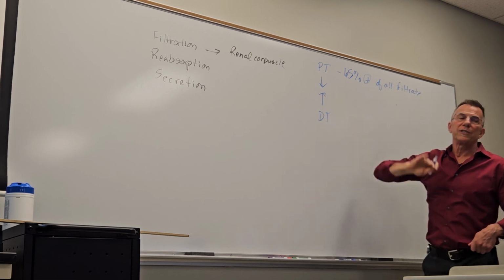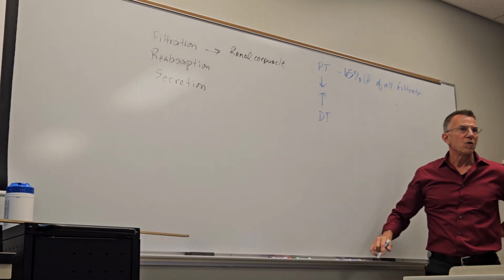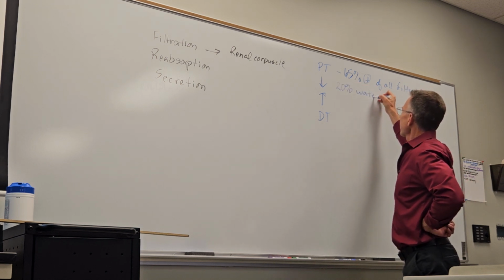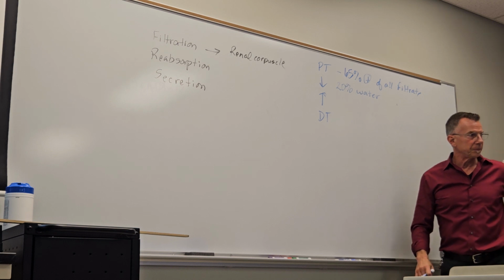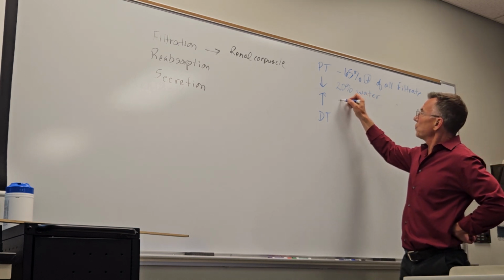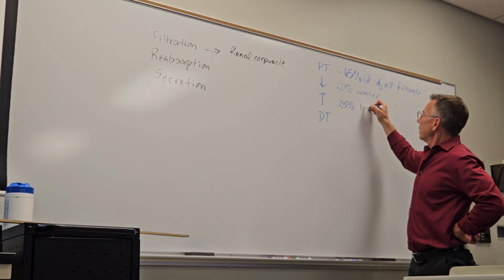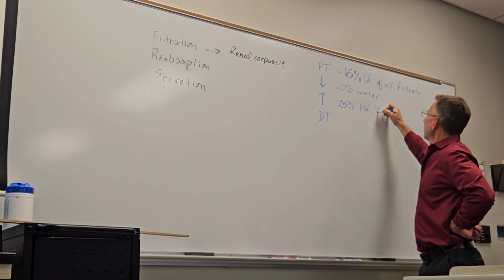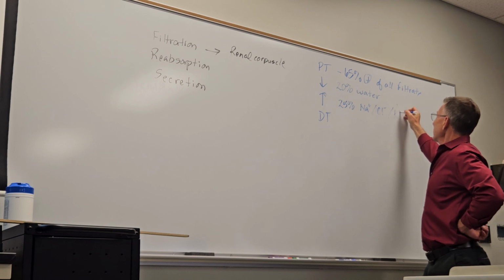What happens in your descending nephron loop? Water. Reabsorption of water only. So that is 20% of the water. What happens in our ascending nephron loop? Salt, so 25% of our sodium and chloride. And I'm pretty sure that we have potassium pumps in there too.